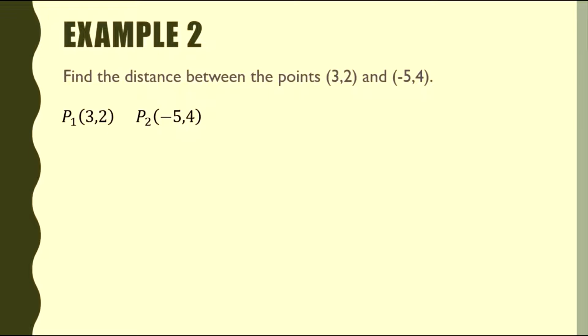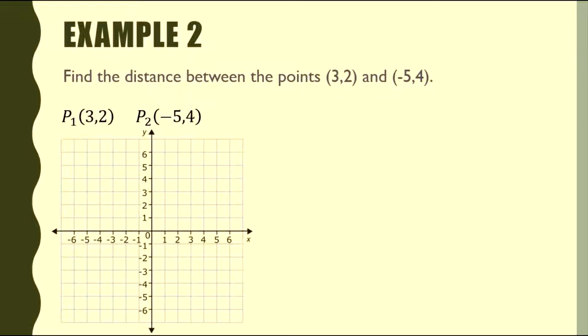Next is we are going to plot these points in our Cartesian plane. First is you have 3, 2. Next is you have negative 5, 4. Next is we are going to find the distance drawn from the first point going to the second point. So again, recall the formula.